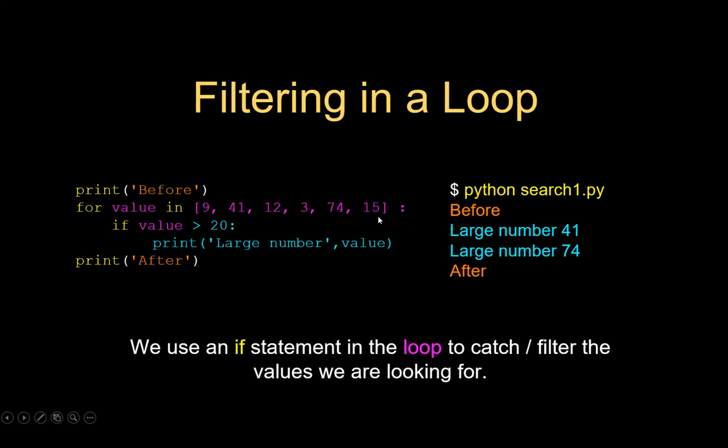And we're going to iterate one more time. We get to 15, and it is basically not matching that if statement, and we get out of the loop, and we're going to print after. So this is going to be our output. In this case, we found the numbers which were greater than a certain value.